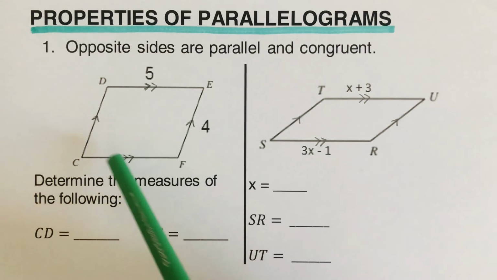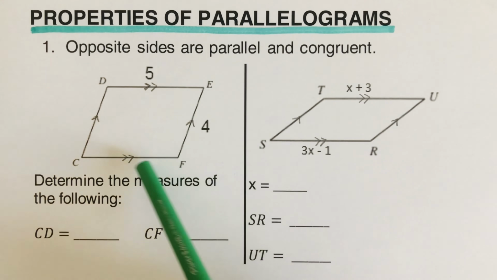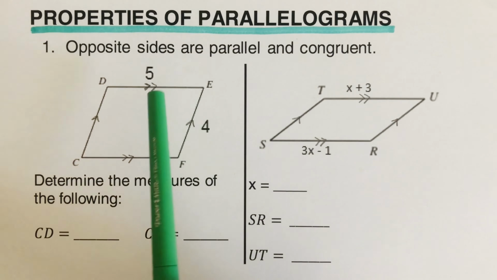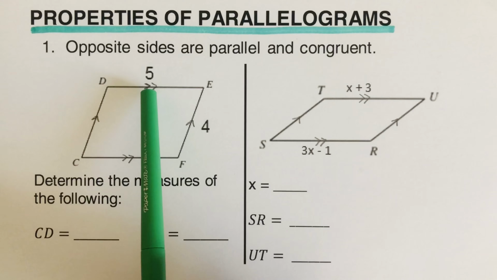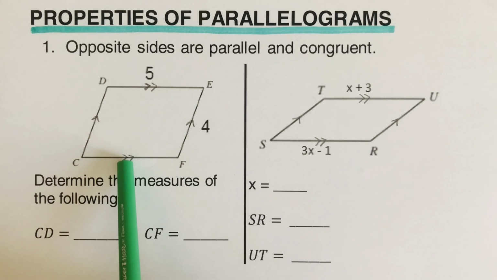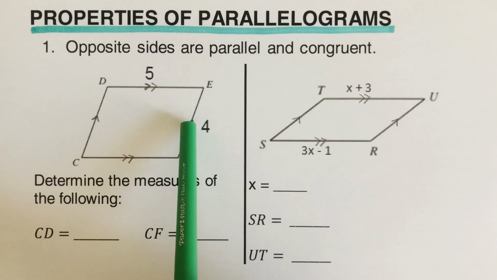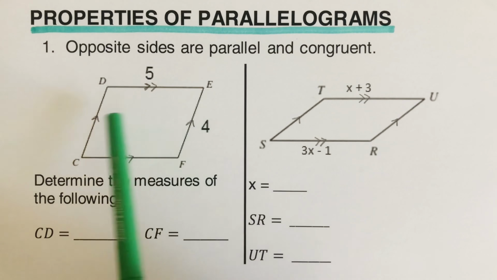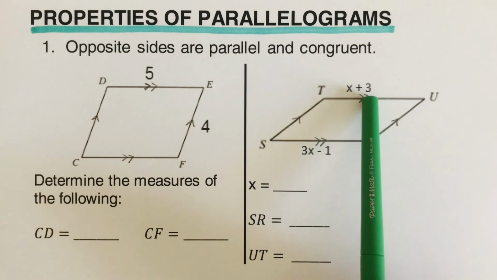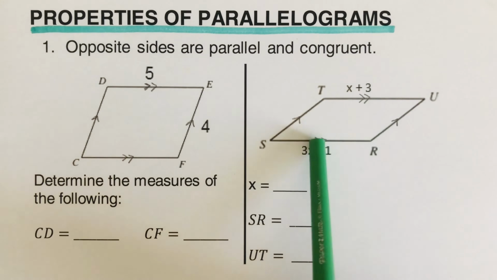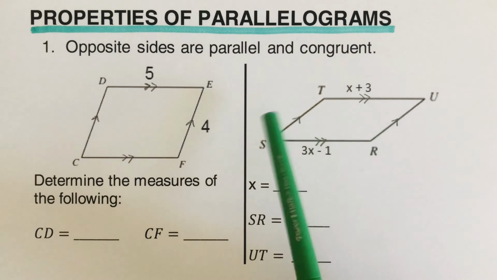In these sides of the parallelogram, there are two arrowheads and two ticks here. That means these two are parallel. We only have one tick, and then we also have one tick mark over here. So that means that these sides here are parallel. In this parallelogram, these two sides are parallel and these two sides are parallel.